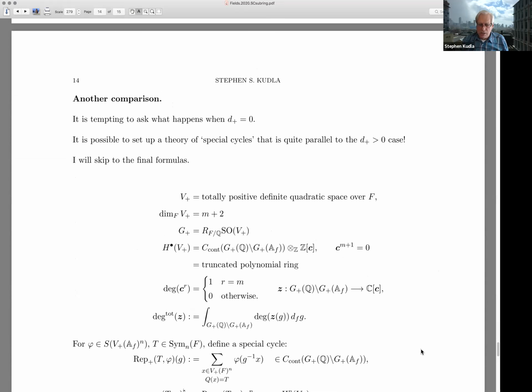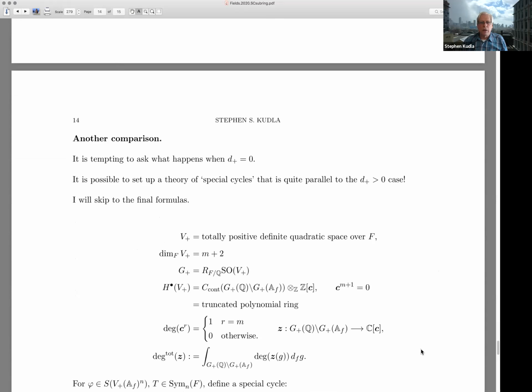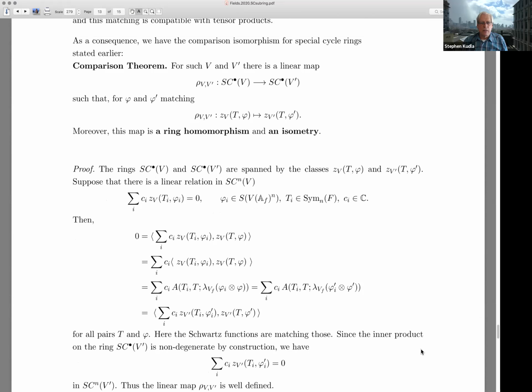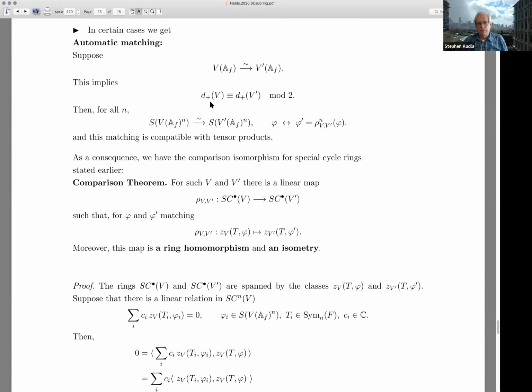In other words, in this whole business, I required in this comparison isomorphism that the parity of the D plus was the same for my two spaces. But now let's suppose that D plus of V is even. Well, I could, formally speaking, take D plus of V prime to be 0. Now, of course, there's no Shimura variety in that situation.